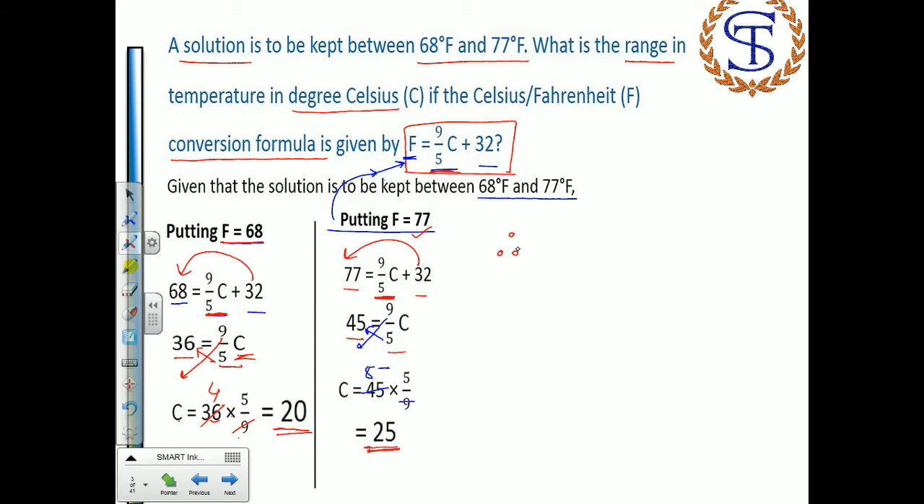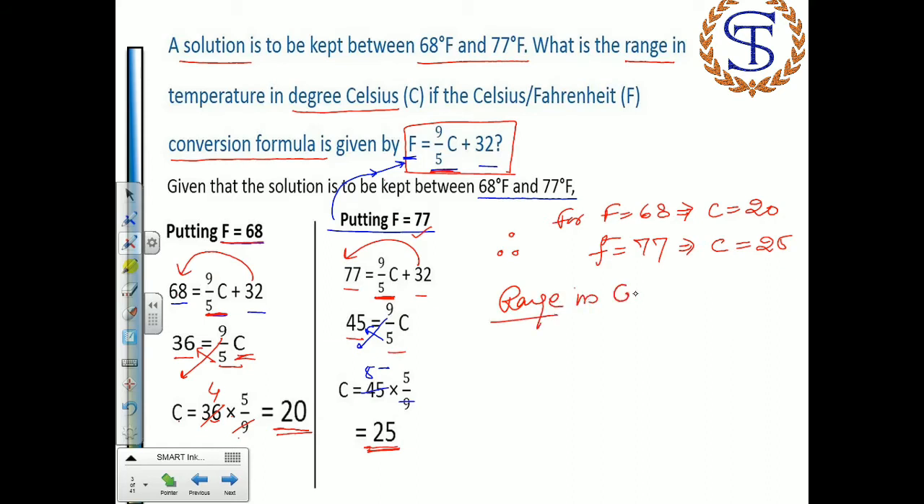Therefore, for F equal to 68, C becomes 20, and for F equal to 77, C becomes 25. Now what is the range of the temperature in Celsius?